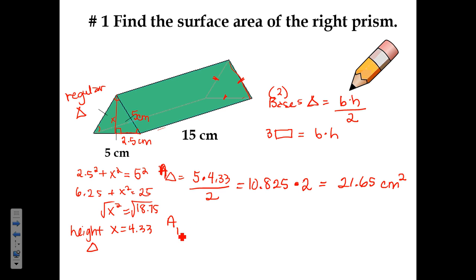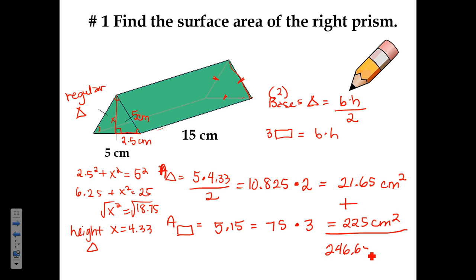Now let's do the area of the rectangles. The area of the rectangles is base times height. The base of this rectangle is 5, and the height is 15. That's the same for all of those. So I would do 5 times 15, which is 75, and then I'd multiply that by 3, which is 225 centimeters squared. Add those two together to find the surface area, and that would be 246.65 centimeters squared. That would be the surface area of this triangular prism. Okay.